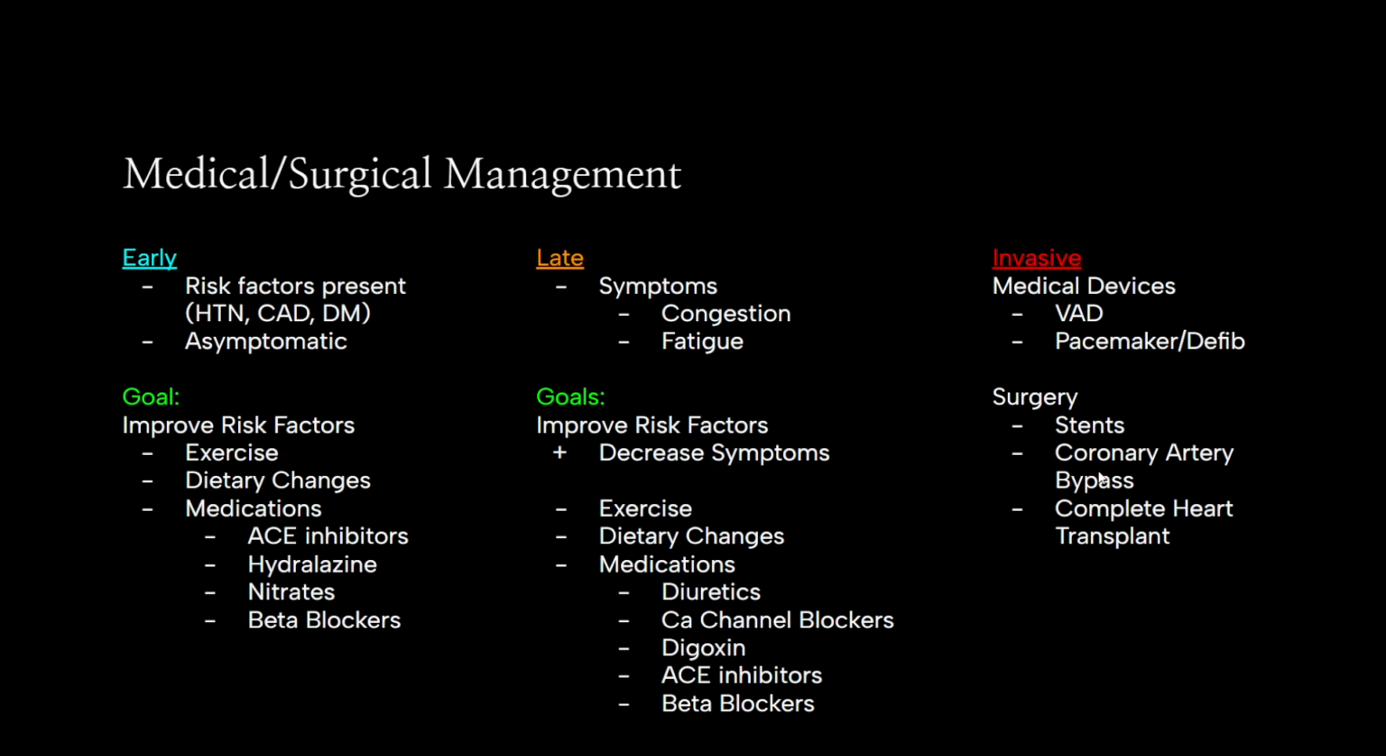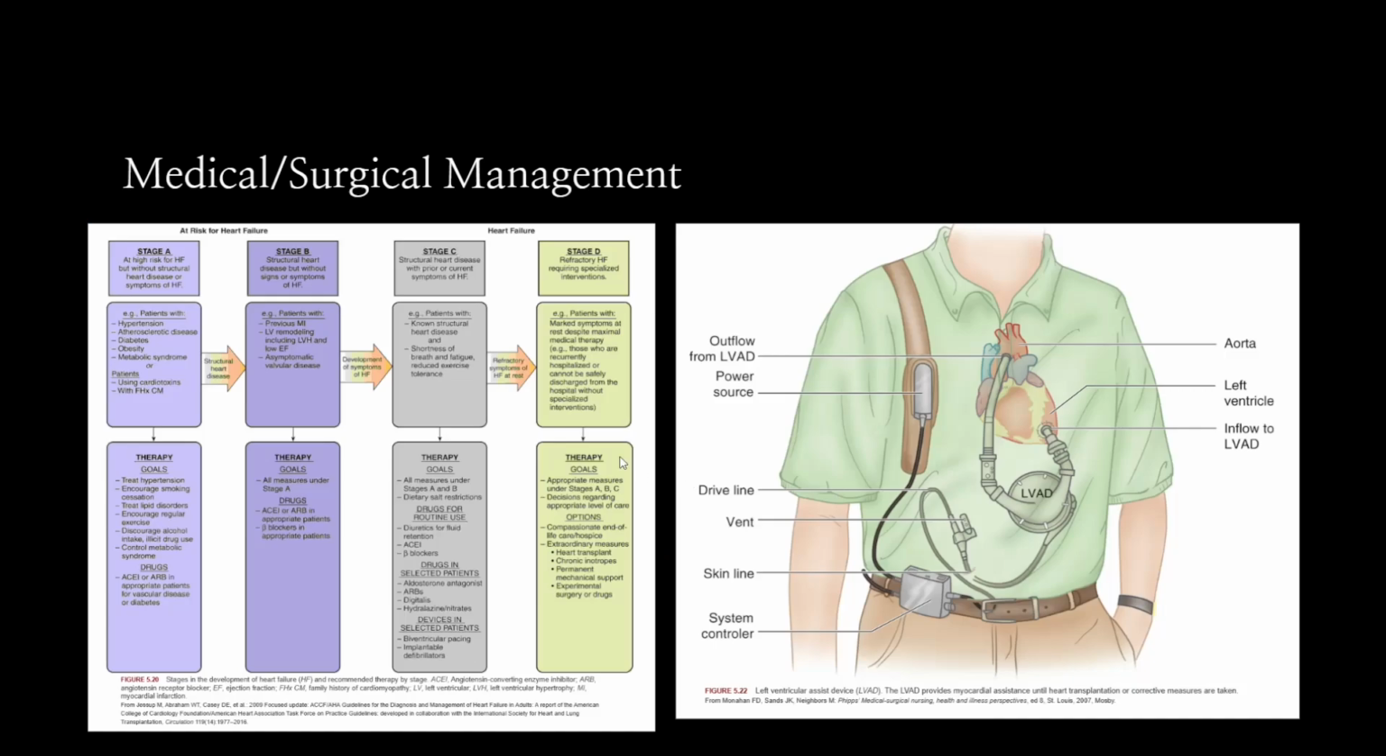We have a coronary artery bypass, and it's going to reroute blood flow around a blockage via grafting from a donor site, which is usually the femoral vein or artery. And then we have the complete heart transplant, which is kind of like the Hail Mary. It's an end-stage heart failure intervention used for patients as a last resort when all other interventions have failed. So here are our pictures.